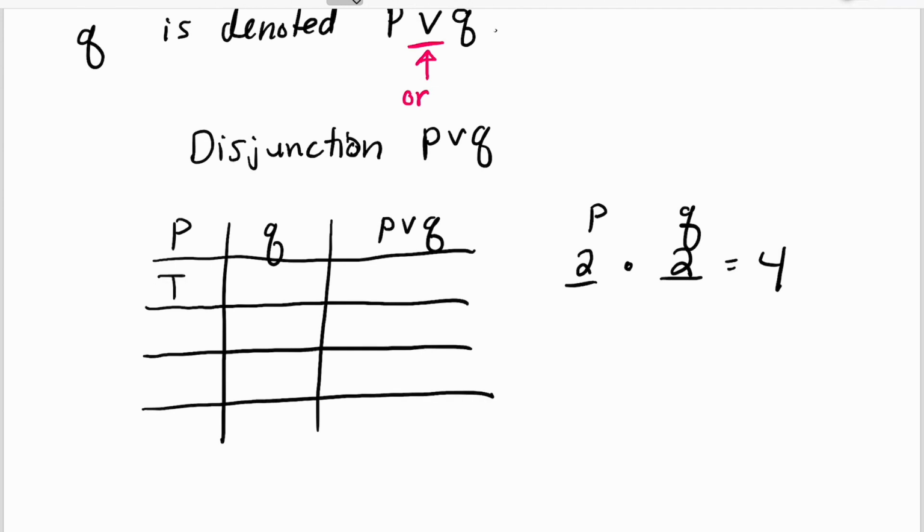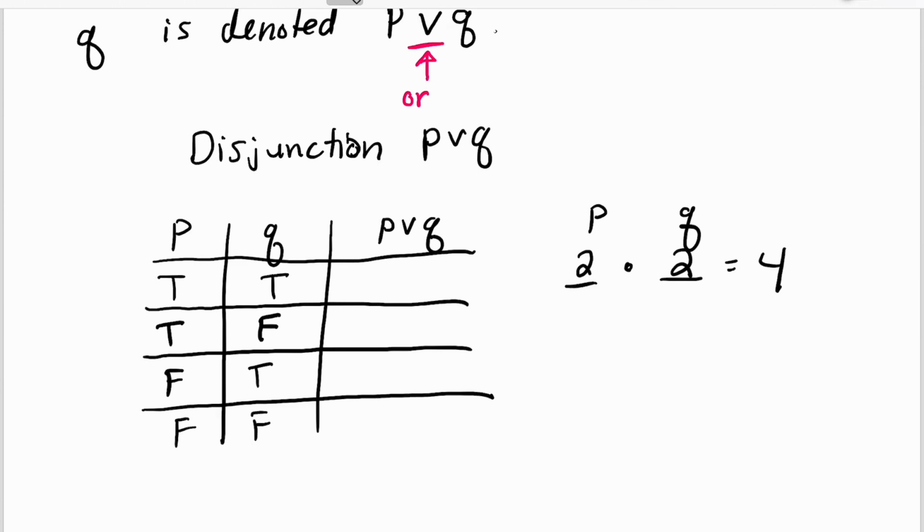So I could have P is true and Q is true, or I could have P is true, Q is false, or I could have it the other way around where P is false, Q is true, or they could both be false. So those are all my possible combinations of true and false with P and Q.